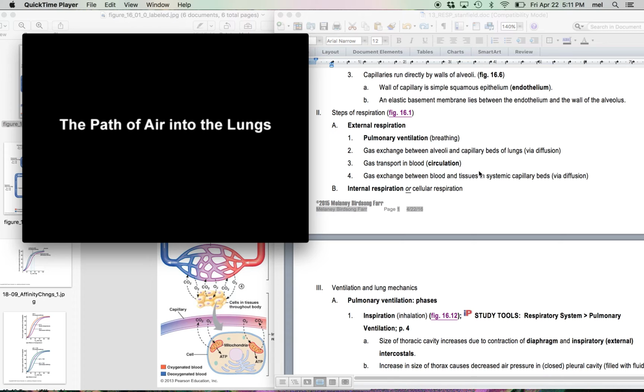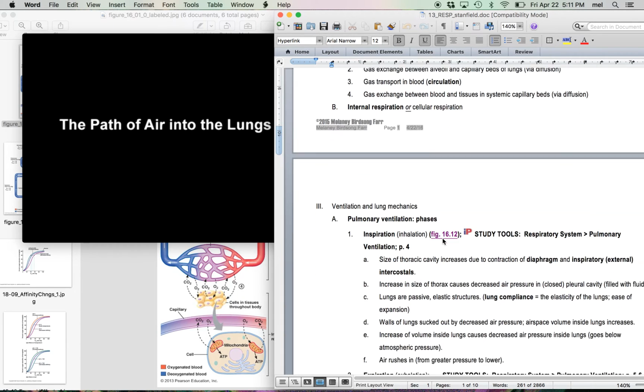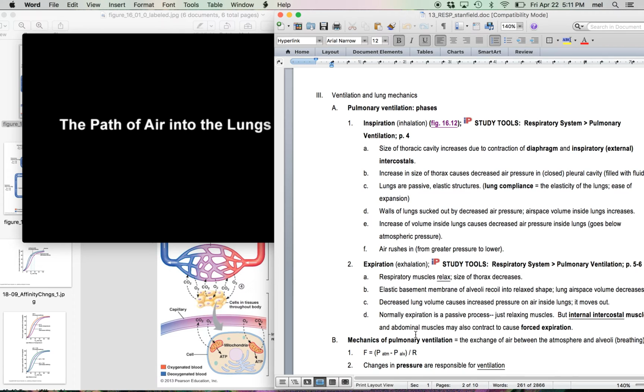Okay, so this process is referring to this stuff right here. Pulmonary ventilation is what we're talking about here. Pulmonary ventilation is composed of two phases: inspiration, which is basically inhaling, and expiration, which is exhaling. And we're acknowledging the fact that air, like fluids, moves from high pressure to low pressure. The atmosphere around us is a relatively constant 760 millimeters of mercury. It doesn't really change dramatically.